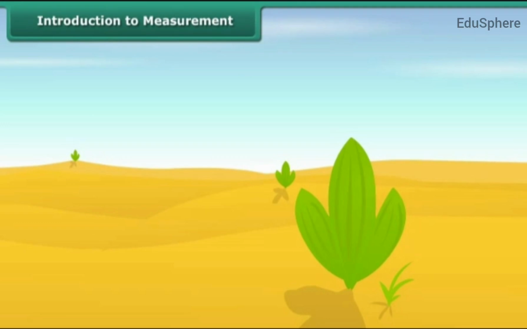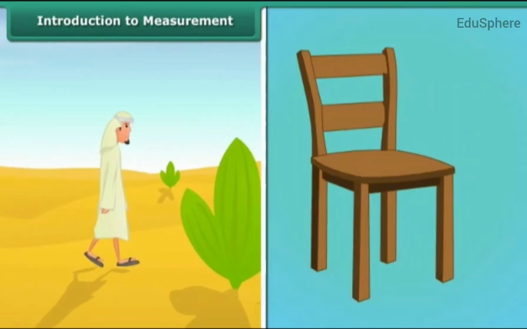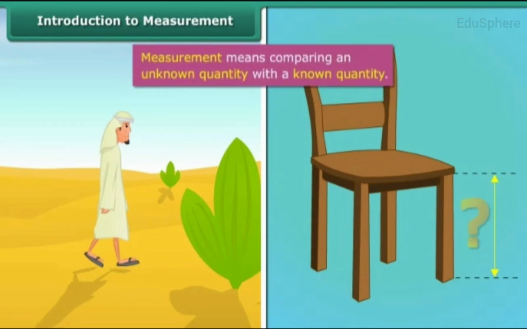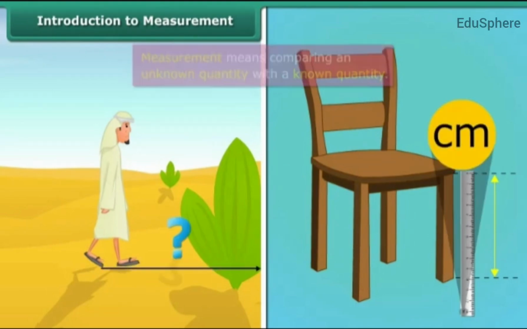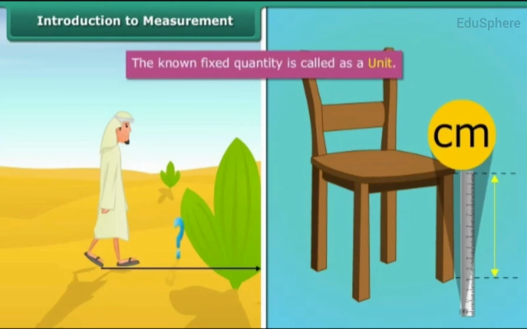Do you know how people know how much they have travelled or how much is the length of a leg of a chair? This is done by using a term called measurement. Measurement means comparing an unknown quantity with a known quantity. The known fixed quantity is called a unit.